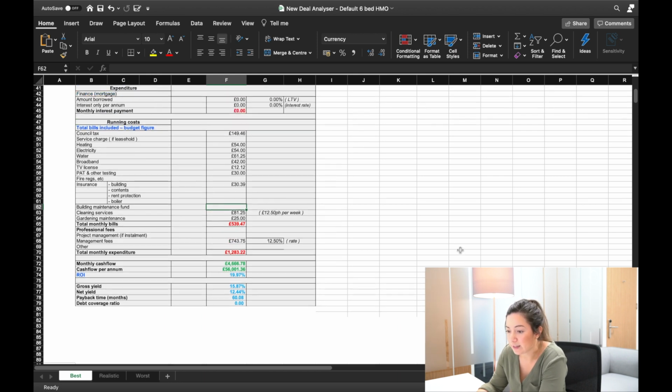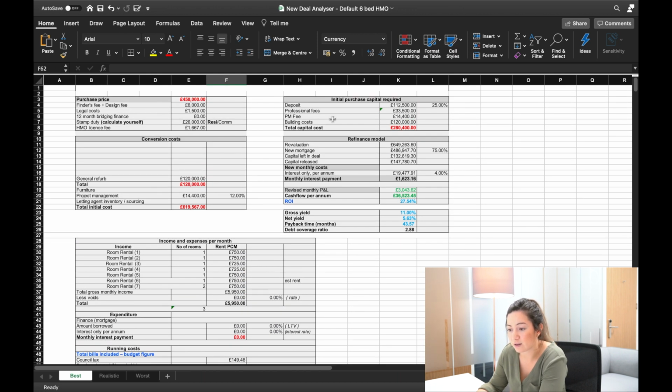So then what you're hoping is that you'd be refinancing your project once you've done the refurb, and it obviously is worth more. So you then come over to this refinance model here. You put the revalue in, whatever you thought it was going to be valued up to. Your new mortgage, you put in the percentage loan to value here, and that would give you your capital left in the deal and how much capital would then be released, taking from all these figures here and these ones up here.